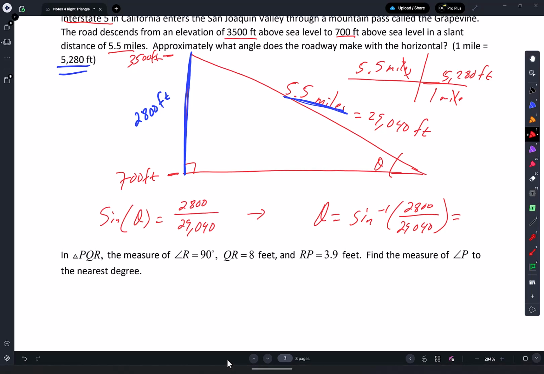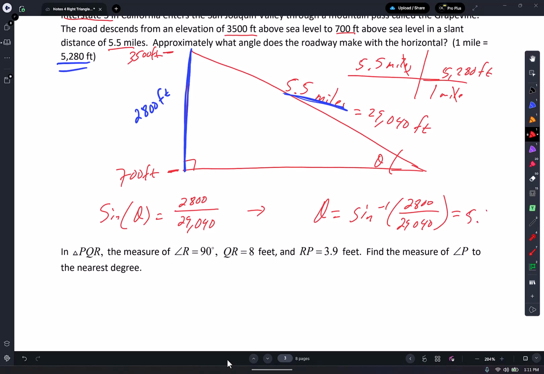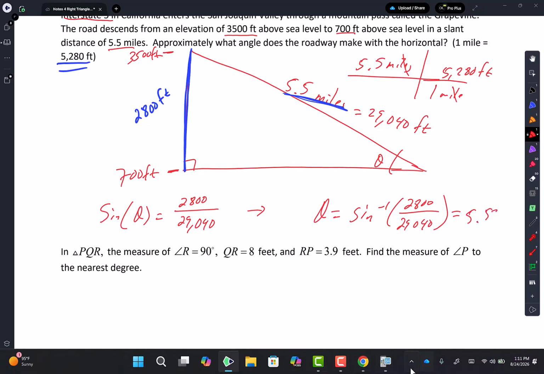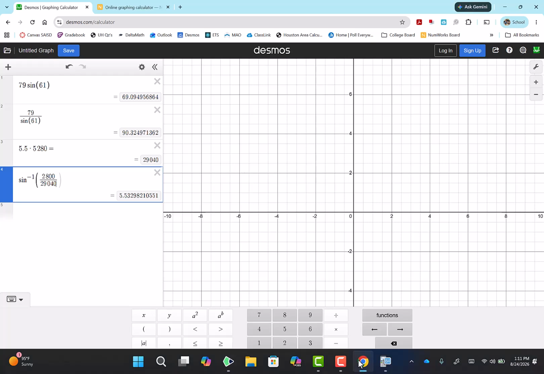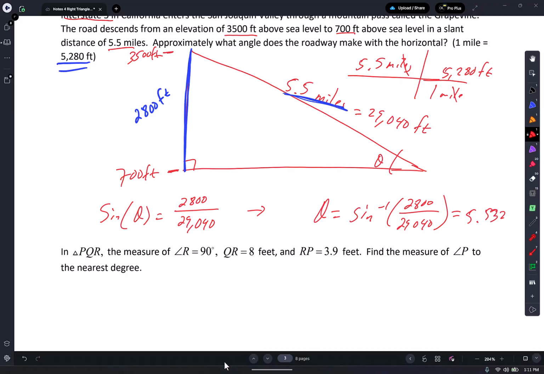Did it tell me how many degrees? Nope. 5.5. I already forgot. 5329. 5329. Put a little degree symbol. If you don't put a degree symbol, it's a what? Radian. So put a degree symbol.